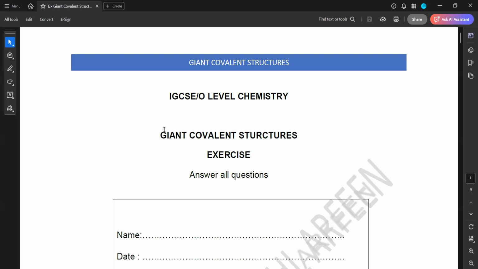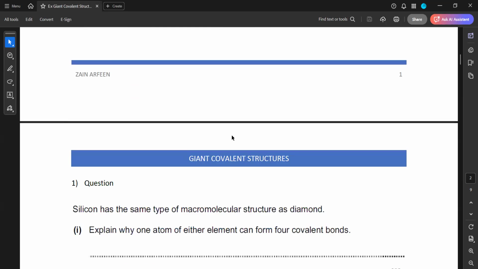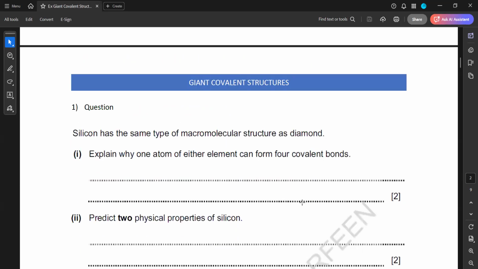So the topic is giant covalent structure. This was last week's homework. If you have a doubt in any question or any part, you can let me know. Question number one. Any doubt?